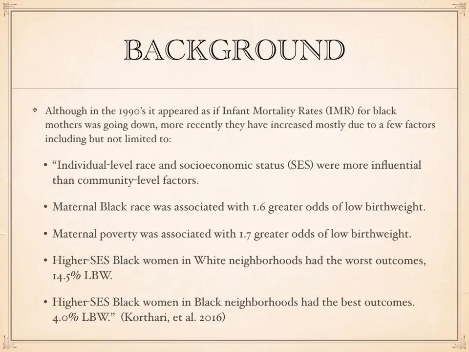Maternal Black race was associated with a 1.6 greater odds of a low birth weight. They talk about infant mortality rate in terms of low birth weight because low birth weight is one of the main causes for the infant mortality rate. Maternal poverty was associated with 1.7 greater odds of low birth weight as well. And this part was really interesting to me: higher socioeconomic status Black women in white neighborhoods had the worst outcomes of low birth weight.